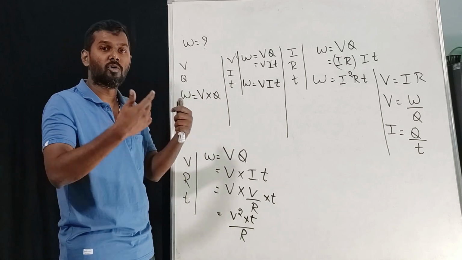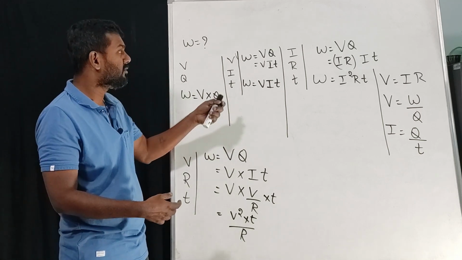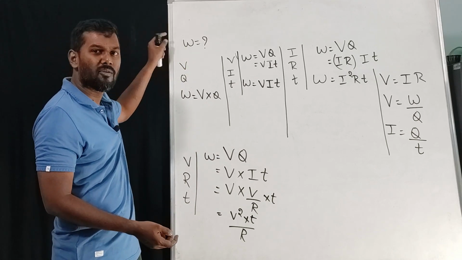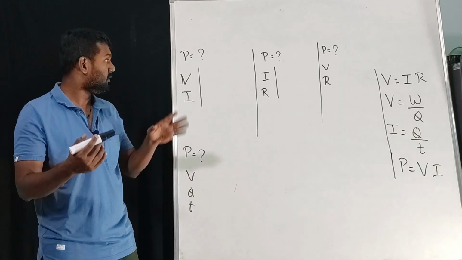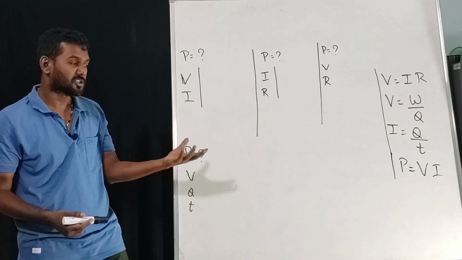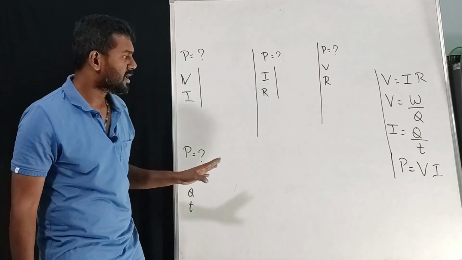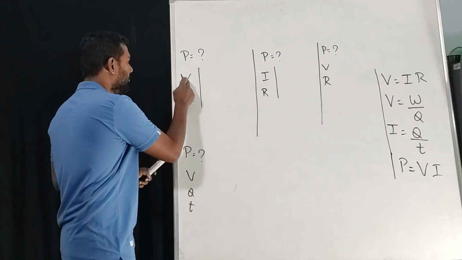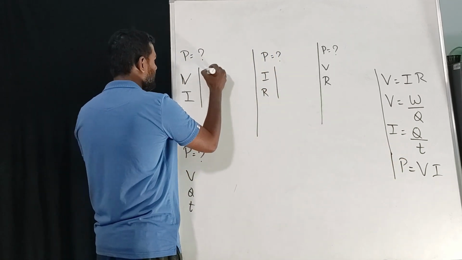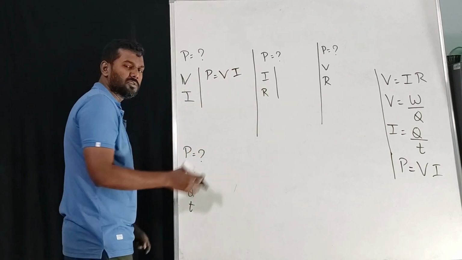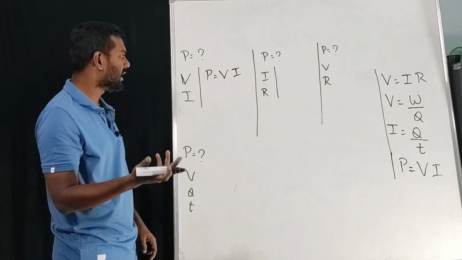In the same way, we are now going to find the formulas for power. Now we found the formulas for work done. Now we will find the formulas for power, using a similar concept, using the basic formulas. This is the basic formula to find the value of power. If V and I are given, it is very simple. Power is equal to V into I. You will substitute the values in SI units. You will definitely get the answer.